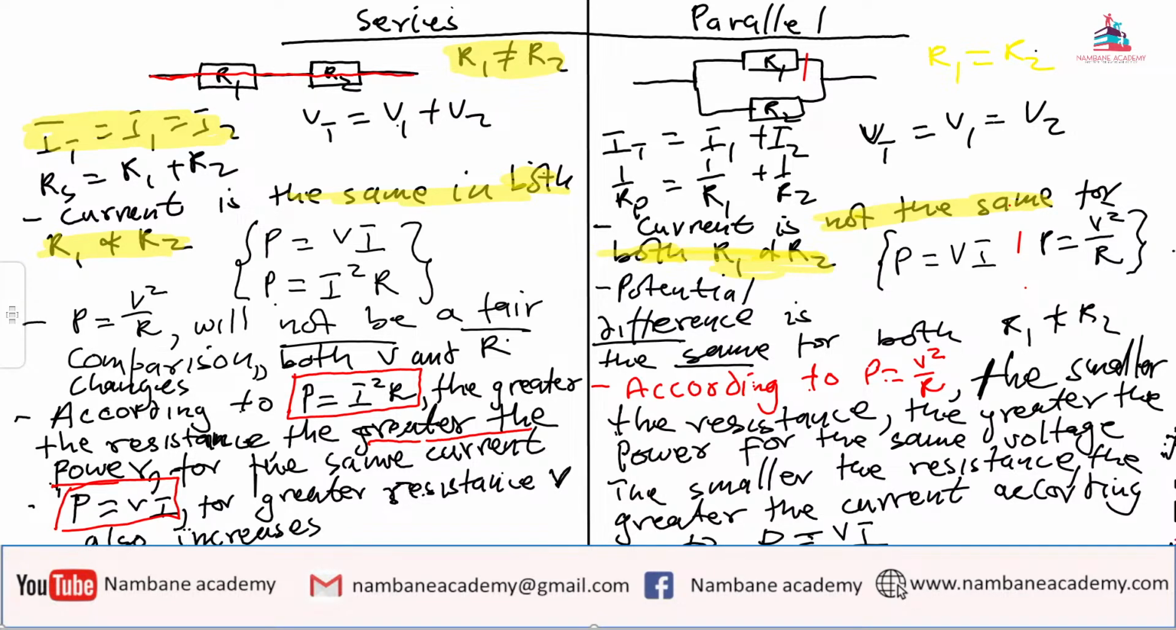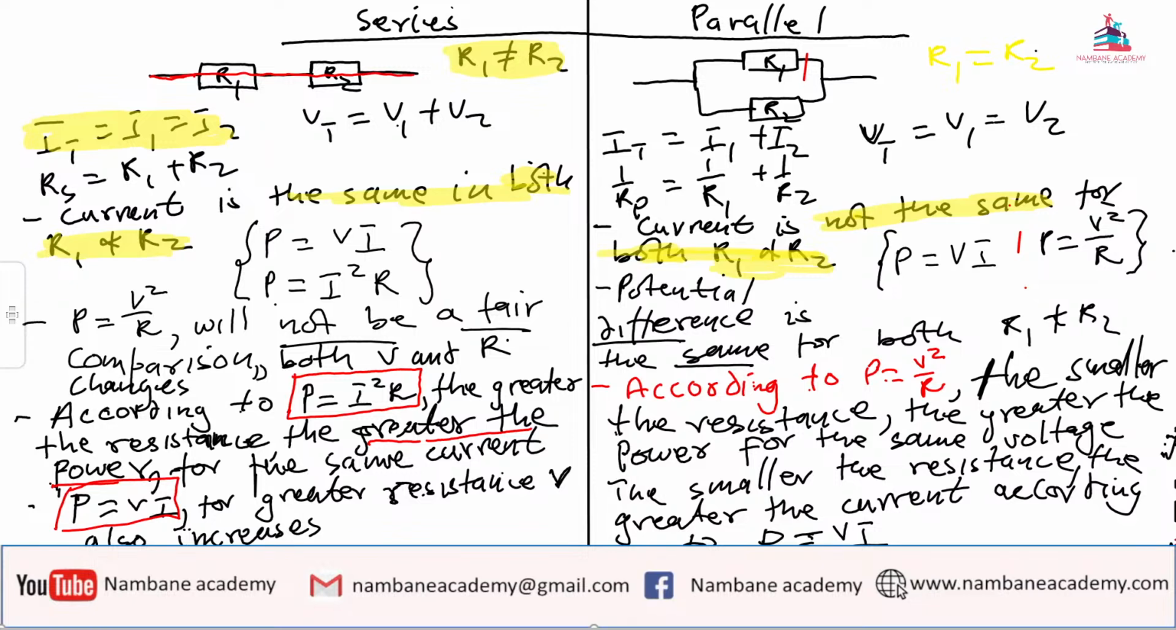Because with that already, it allows us to know that when I have resistors in parallel, the one with the smallest resistance will have the greater power. But the explanation thereof starts from P is equal to V squared over R. So already the 4 marks is covered.